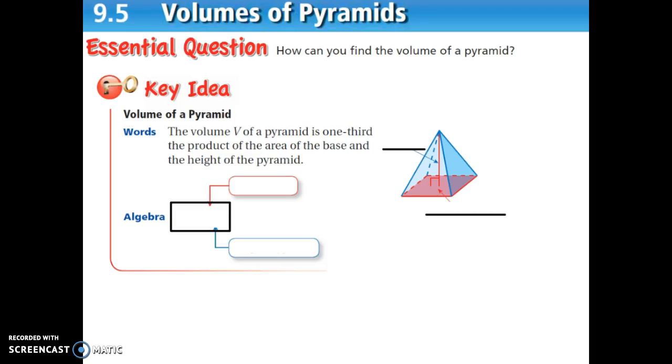Hello, welcome. Today we're going to be talking about 9.5, which discusses the volumes of pyramids. A pyramid is a shape that has one base and the sides all come up into a single point.